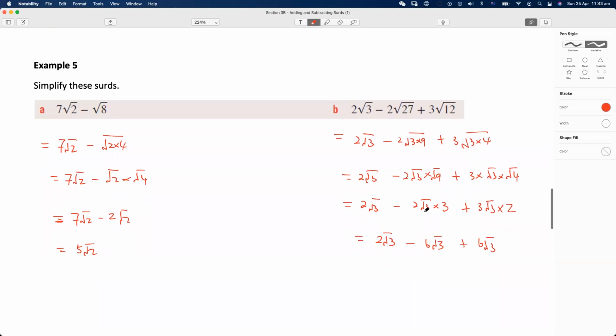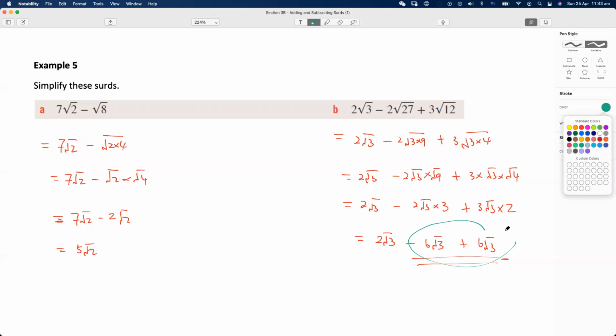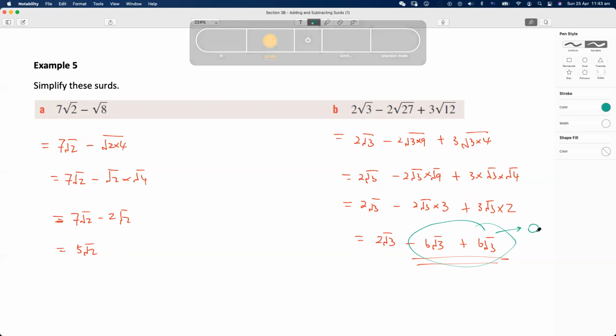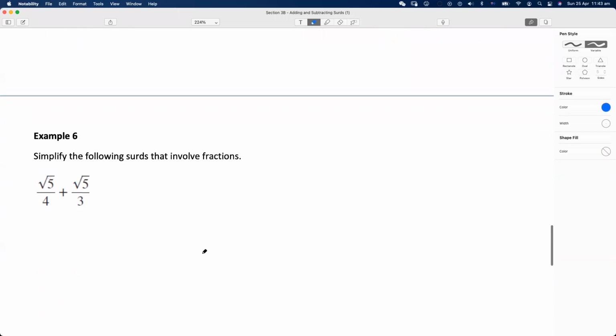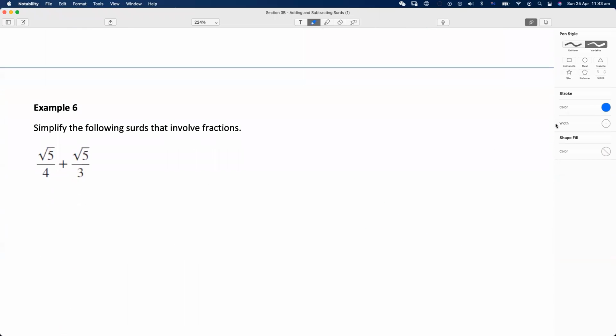Interestingly, two of these are the same. They are perfectly canceling each other out. Okay, minus 6 root 3 plus 6 root 3, they're canceling each other out, which gives you 0. So that's 0. Okay, so your answer is just nice and simple: 2 root 3.